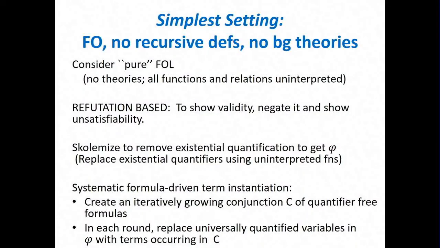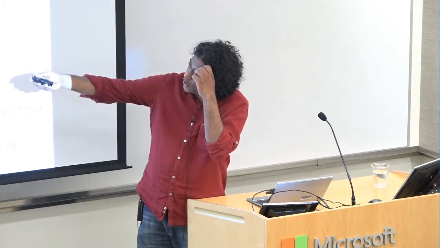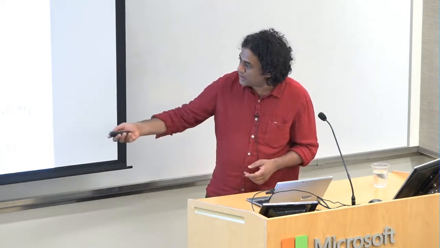So here's the simplest setting, which is first order logic. No recursive definitions and no background theories. This is pure first order logic. Is quantifier instantiation complete? And it turns out that it is. So first consider pure first order logic, and we are going to do refutation based, so we'll negate it and show unsatisfiability. First we skolemize and we remove every existential quantification by replacing it with functions, right?